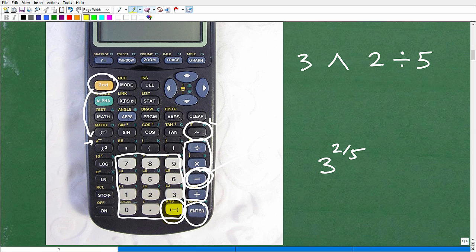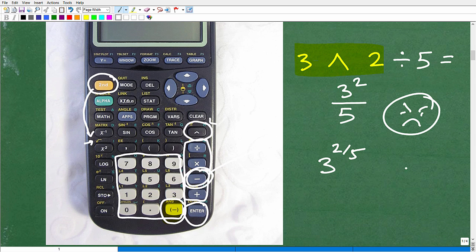You got to remember the order of operations. What you just did right here is 3 squared divided by 5. Remember, we do powers first and then division. So this is how a lot of students end up looking like this when they see their grades and they're like, oh, wait, I did it right, I did it right. No, you did not do that right.